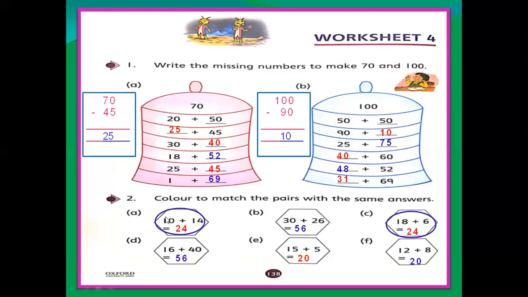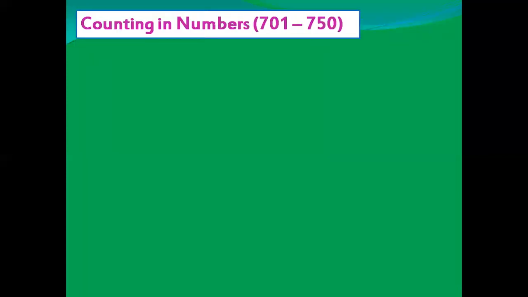Then B and D same answer, and I use the same color for B and D, red color. And E and F the same answer, and I use the same color, purple. Okay, you use any color but the same color for the same answer. Here A and C same, B and D same, and E and F same. Okay, understood? Very good.